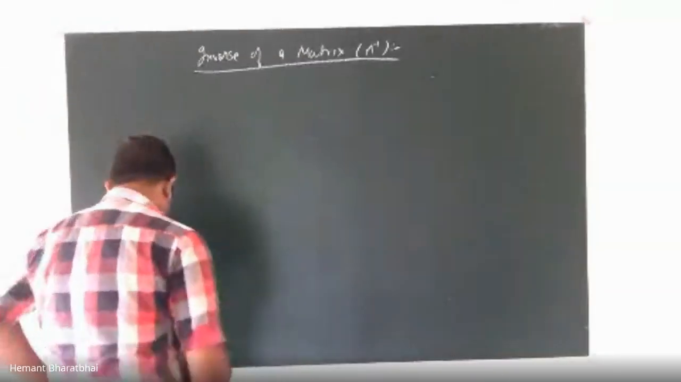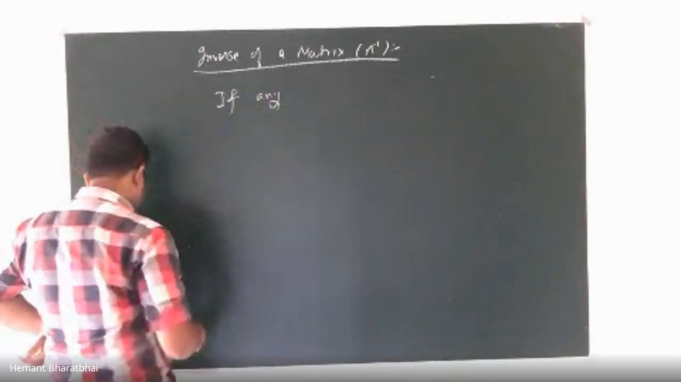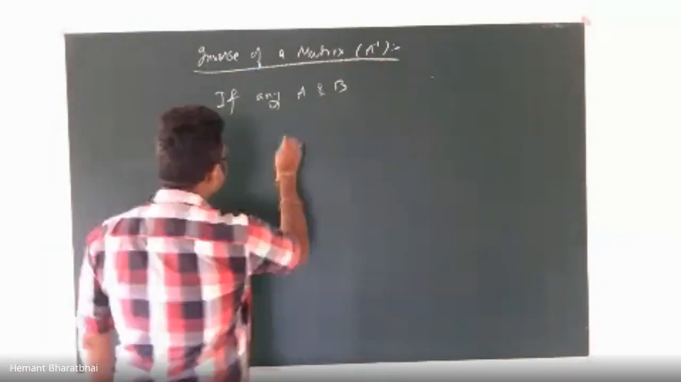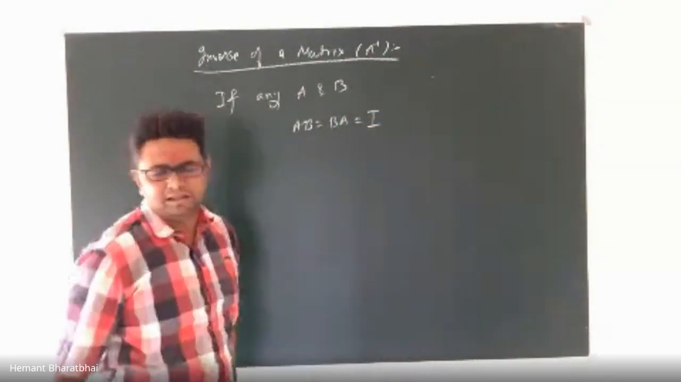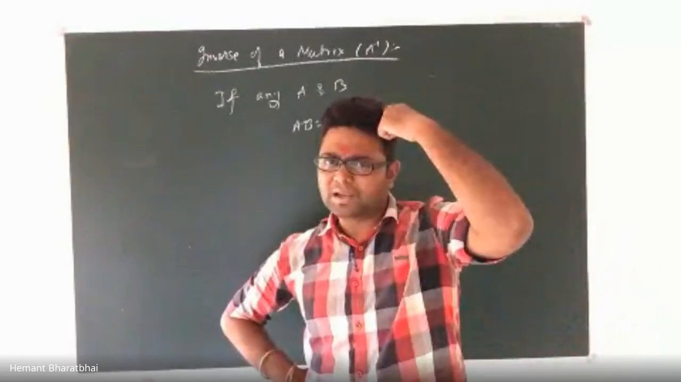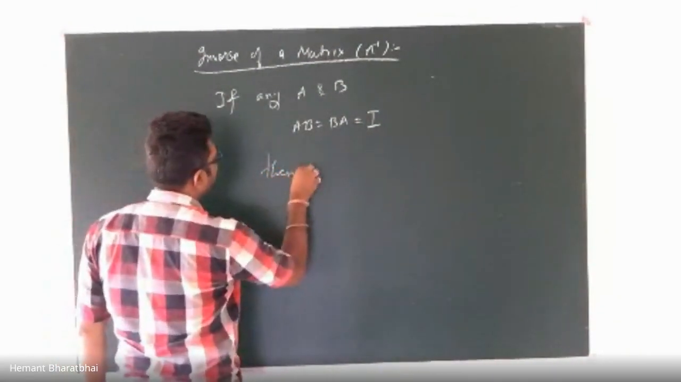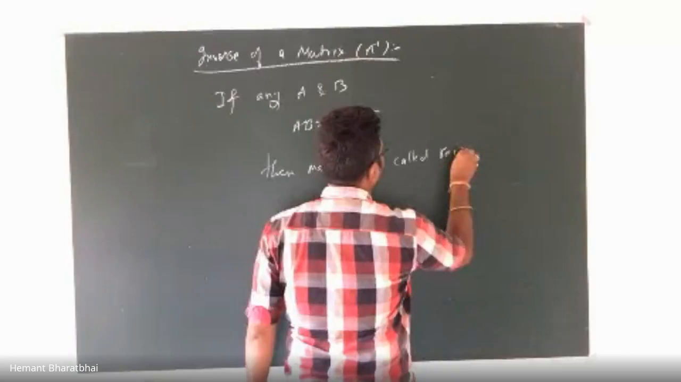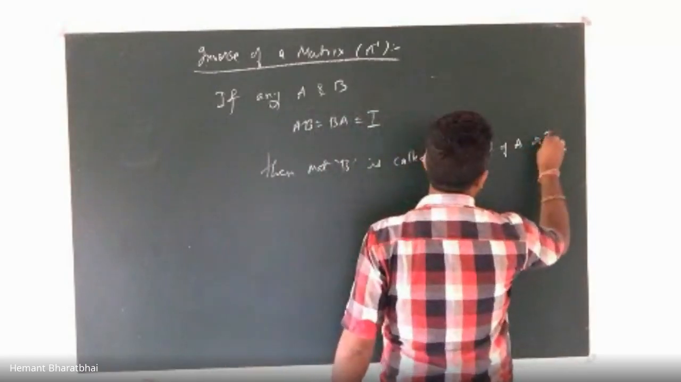So what is the inverse of a matrix? If there are two matrices A and B such that A into B is equal to B into A is equal to I, where I is our identity matrix, so AB is equal to BA at the same time, their product being the identity matrix, then the matrix B is called the reciprocal of A, or inverse of A.